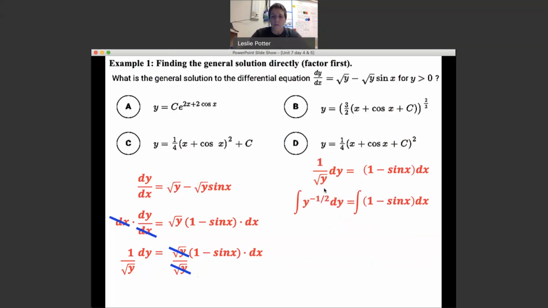So let's do the y side first. Bump up the power by 1, that's positive half, divide by the new power. So this is going to be y to the half divided by half. Then on the right side, antiderivative of 1 is x. Antiderivative of minus sine is minus a negative cosine. So be careful about your signs there when you look at the sine and cosine. Now, we've done an antiderivative of both sides. I haven't mentioned the plus c yet. We see it in the answer. Where does the plus c go?